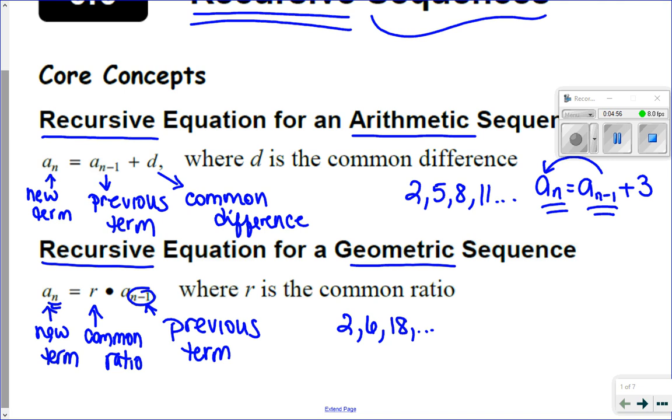What you would have described verbally to me is, oh, the pattern is they're taking each previous number and multiplying it by 3, Miss Sherida. Then I would be like, okay, so every new term in the sequence is 3 times whatever the previous term was. That would be your recursive for that geometric. It really is that simple.